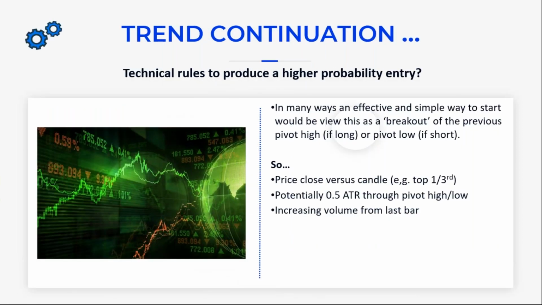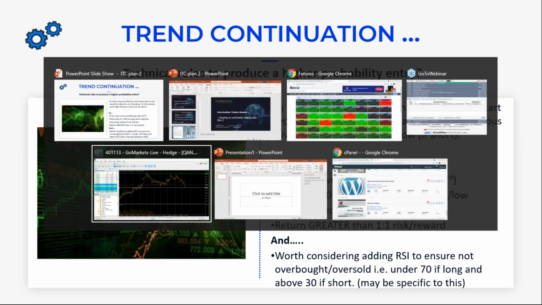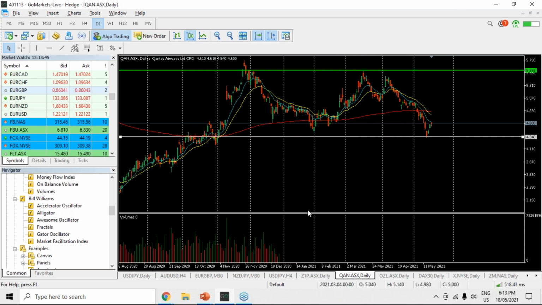Now, we talked about this last week. So we talked about trend continuation. I'm not going to invest a lot of time on this, but we're using a price close in the top third of the candle, possibly a 0.5 ATR through a pivot point, increasing volume from the last bar and greater than 1-to-1, and potentially an RSI over or below 70.